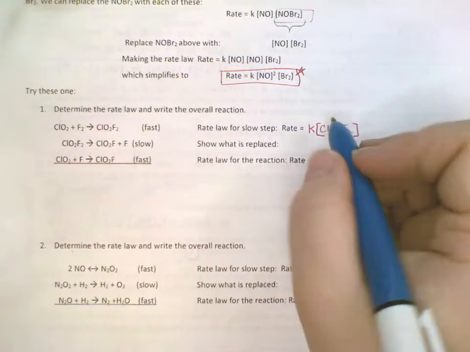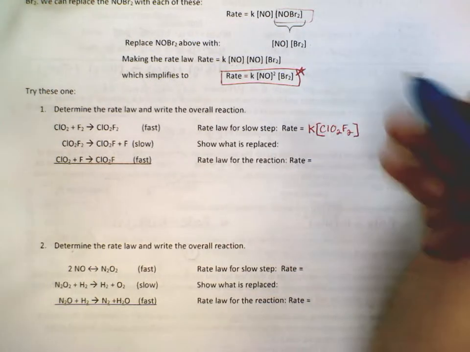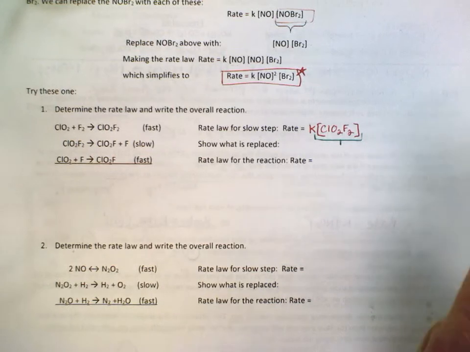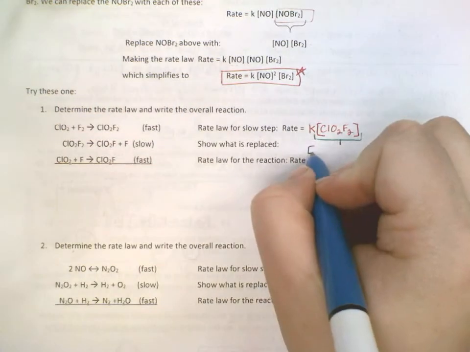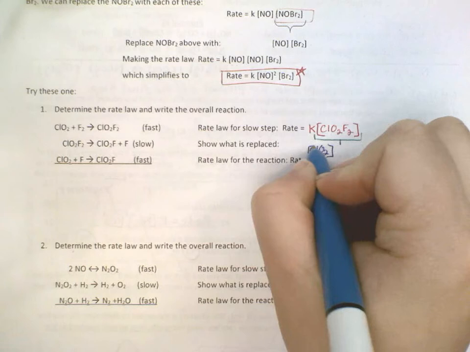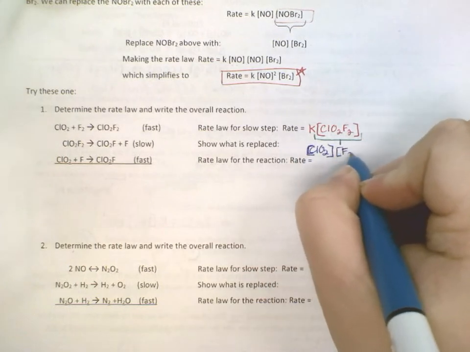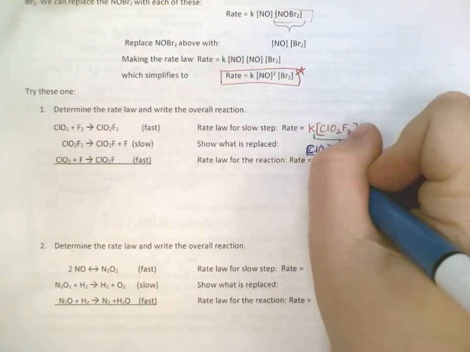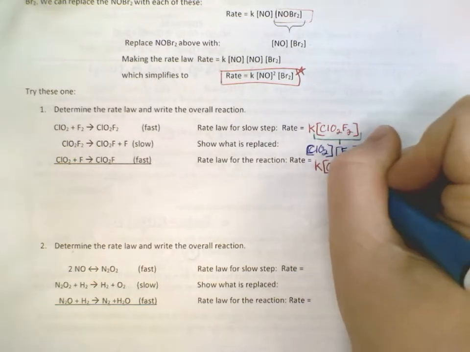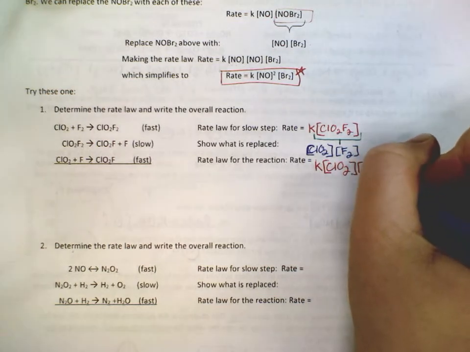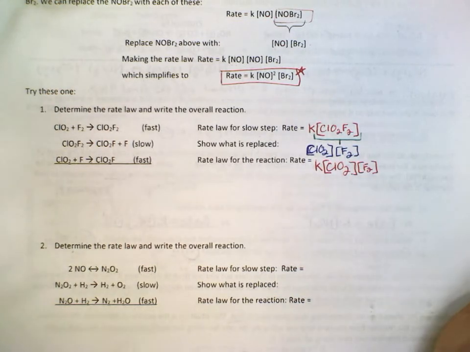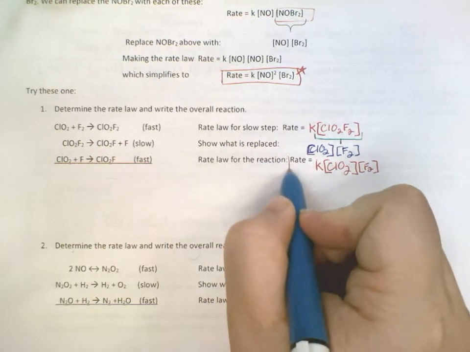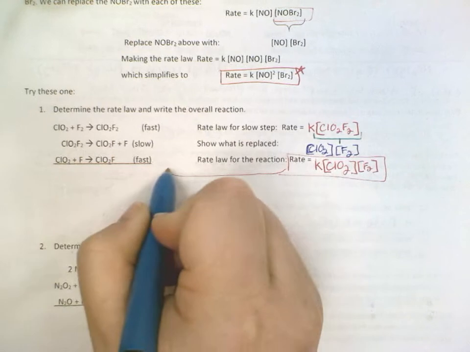So we're going to replace this whole piece with ClO2 and F2 as separate chemicals. So our new rate law would be rate equals k times those 2 chemicals. Okay, well, that's not too bad. And then this rate law here would correspond to our overall reaction.